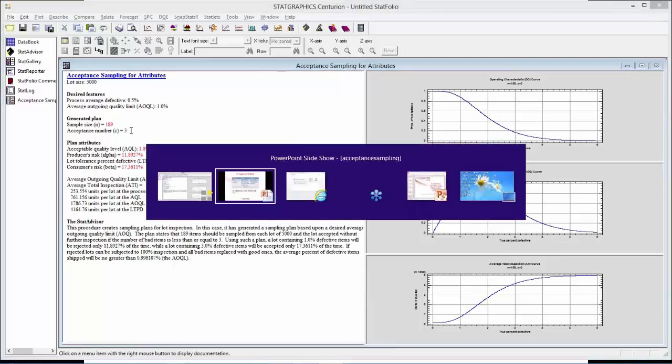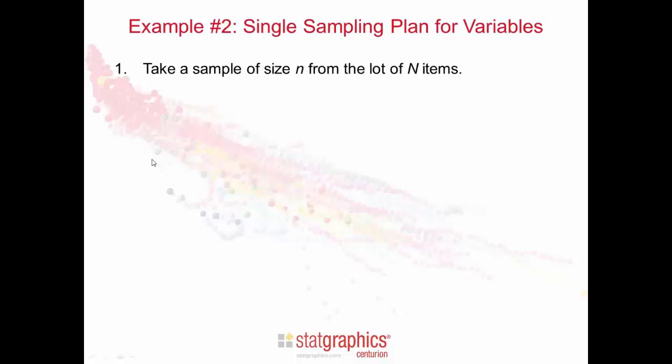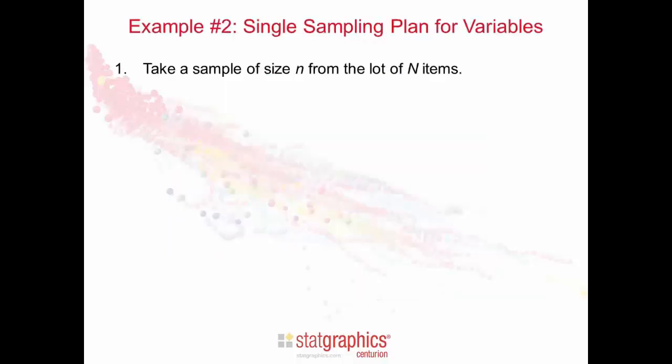Or finally, there's a third type of plan I can ask for, and that is an LTPD plan. An LTPD plan is a plan where you specify both the percent defective, where you want to minimize the inspection, and the consumer's risk. And that'll give you another sample size and another acceptance number. Okay, well that's a very typical acceptance sampling plan if you have attribute data.